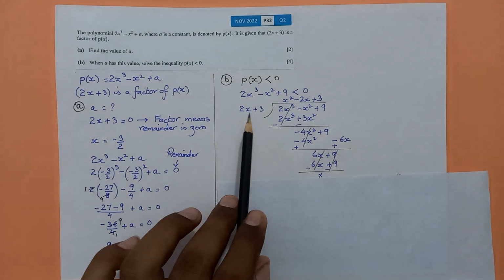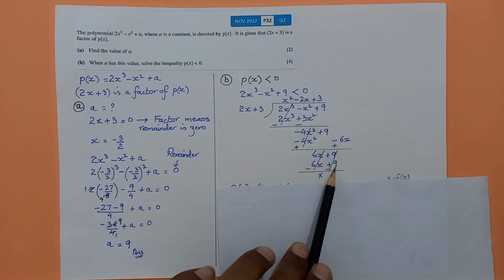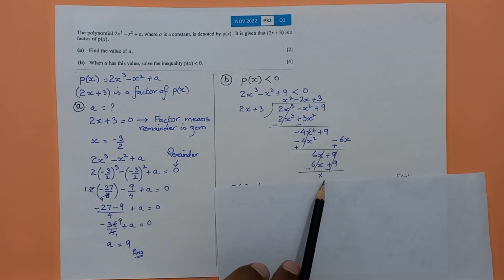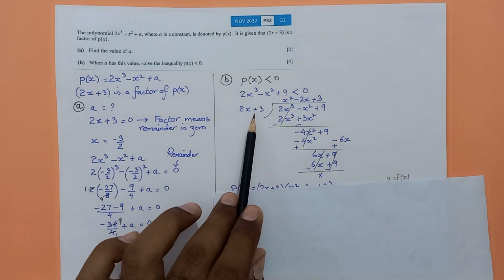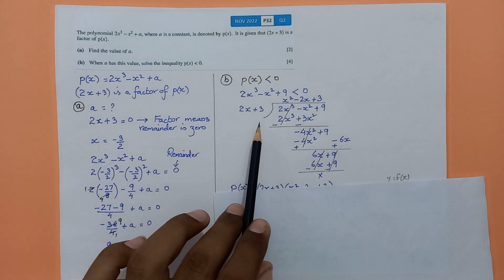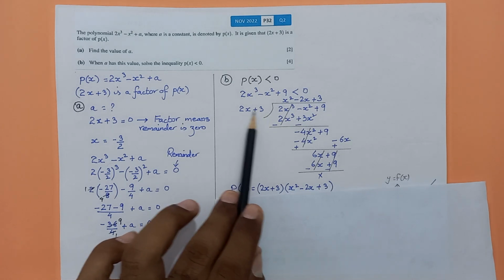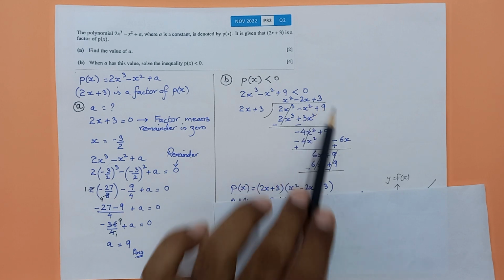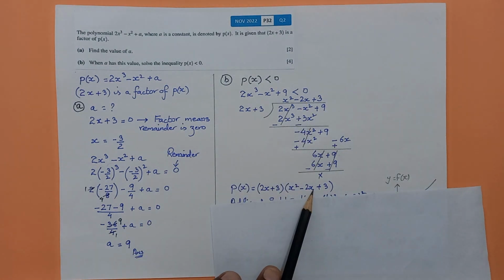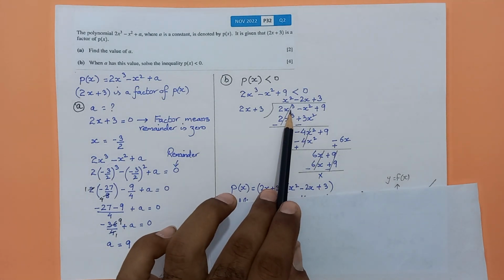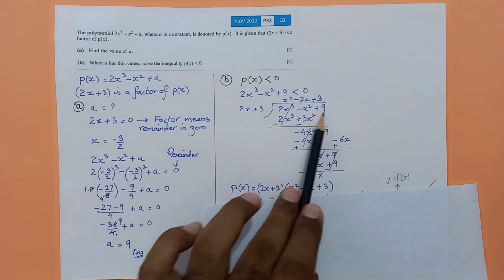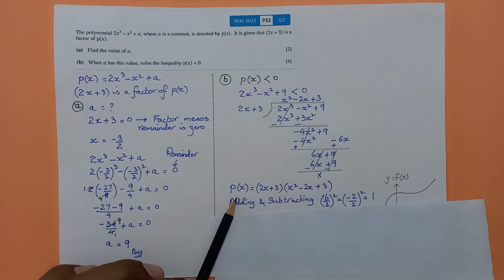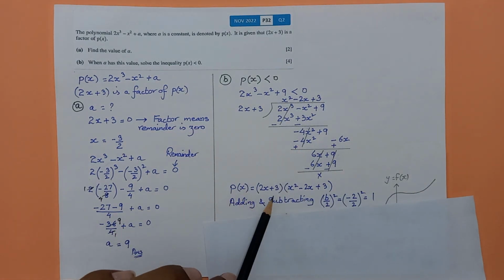So finally, because it was a factor, everything is cancelled and the remainder is 0. So it should be 0 because it was a factor. And finally, we have come to a condition where we can say that this 2x plus 3, which is a linear factor, when multiplied by x square minus 2x plus 3, which is a quadratic factor, will definitely result in that particular cubic equation which is in the question. So that is why I have written over here that p(x) is basically the product of this linear and the quadratic.